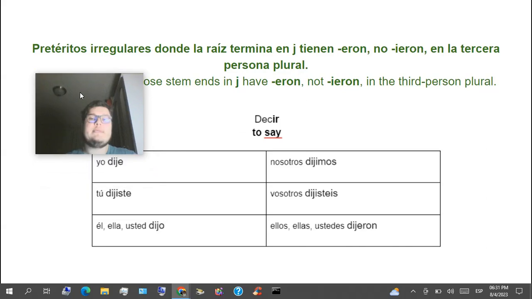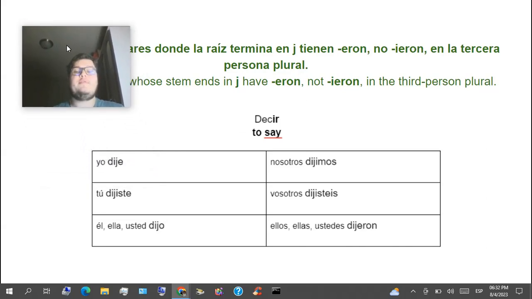So what this means is because we have different verbs like this, decir. Decir means to say, and as you can see in the first conjugation, the stem ends with a J, and because of that, you have to say yo dije, tú dijiste, él, ella, usted dijo, nosotros dijimos, vosotros dijisteis, ellos, ellas, ustedes dijeron.